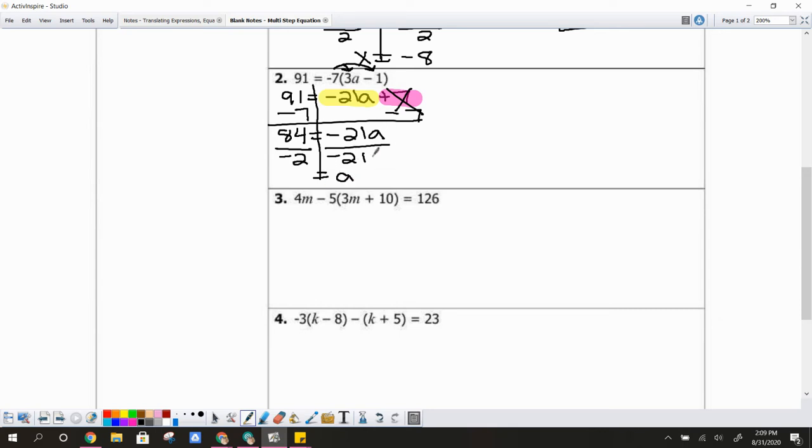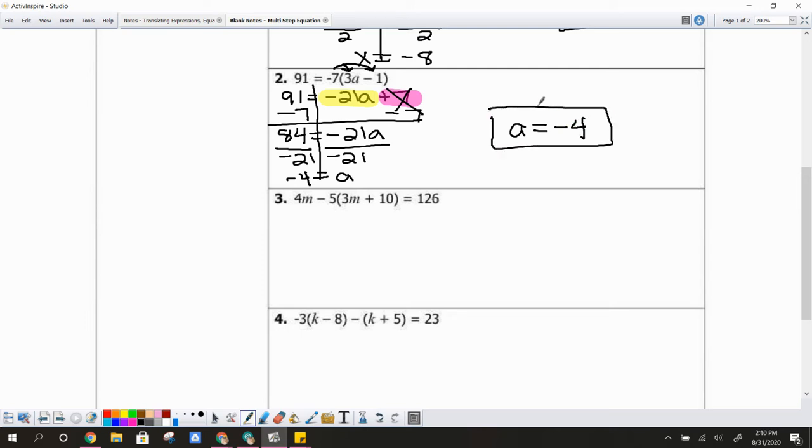This becomes 1a, because the goal when you're multiplying or dividing and canceling that out is to get 1 as your coefficient. So I have 1 as my coefficient now. And I'm going to do 84 divided by negative 21. Negative 21 is a negative 4. So I would rewrite this as a equals negative 4.